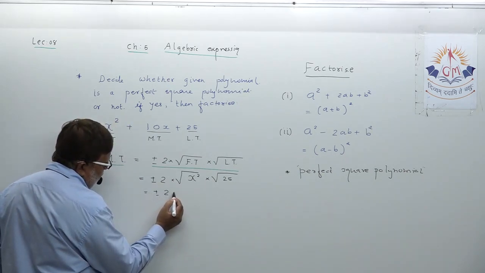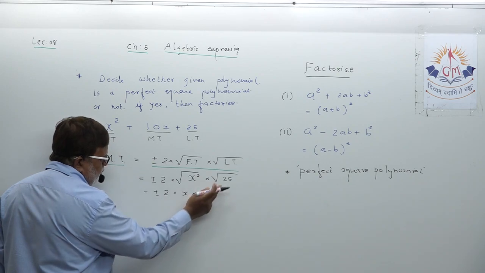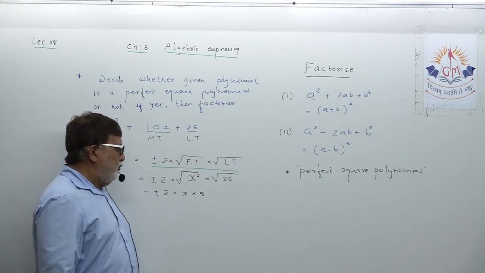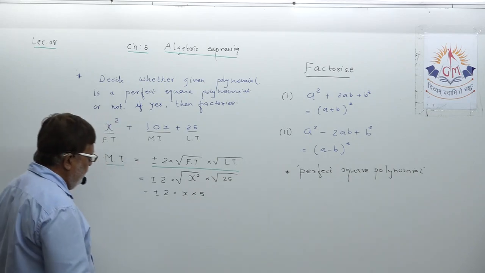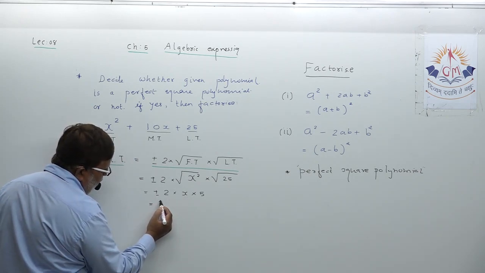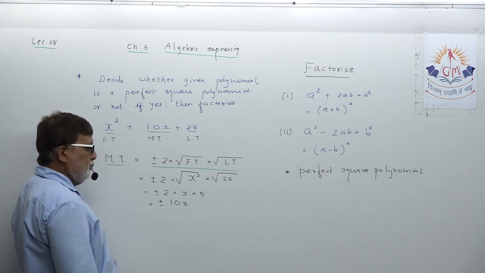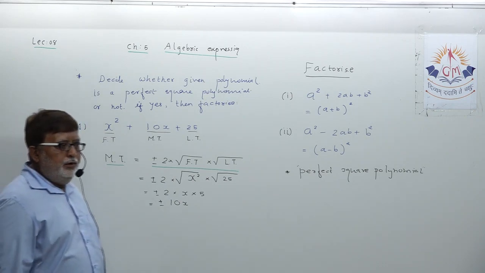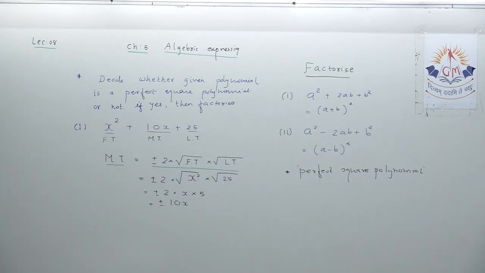Plus minus 2. The square root of x square is simply x. The square root of 25 is 5. That you all know very well. The square root of x square is always x, and the square root of 25 is always 5. Now you multiply all these: 2 into x into 5 is 10x. So, dear student, this way you got the middle term. This is the formula to find the middle term.